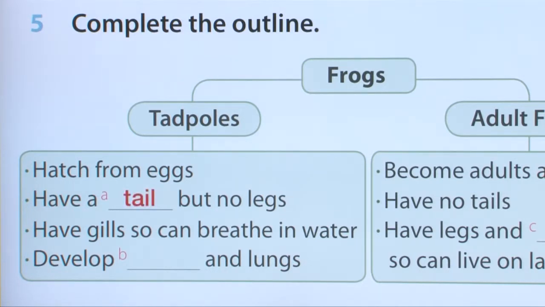The tail allows them to swim in the water. Tadpoles also have gills, so they can breathe in water. Also, they develop blank and lungs. What do they develop besides lungs? They also develop legs. Yes, they develop legs, and these are what they use as an adult frog.